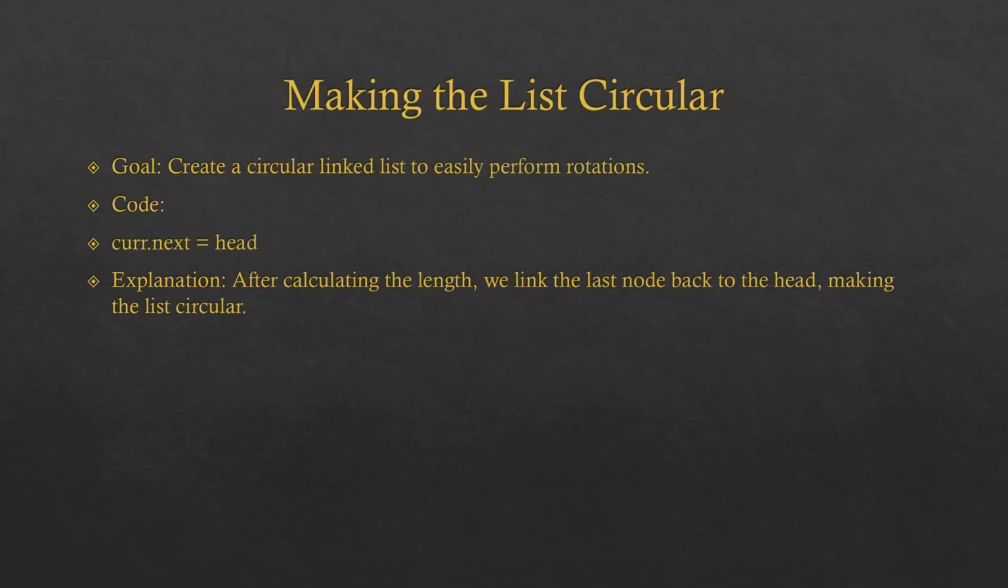Now that we know the length of the list, we make the list circular. This allows us to easily rotate the list without worrying about boundary conditions. By linking the last node up to the head, we can rotate the list efficiently.